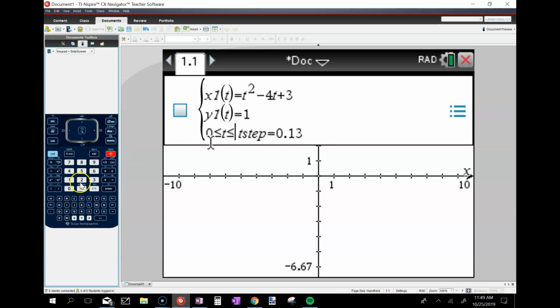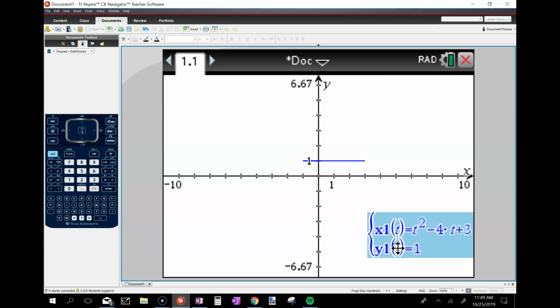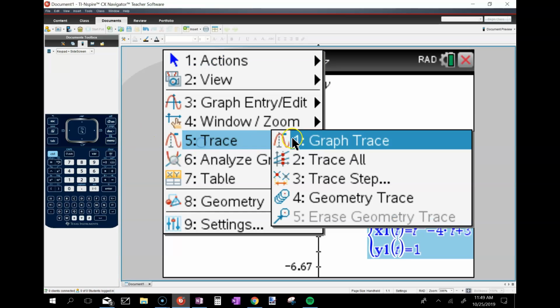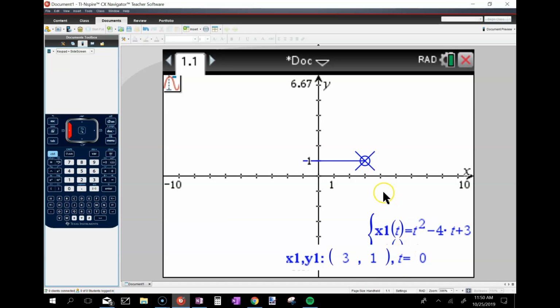And I want to do an experiment for 3 seconds, going from 0 to 3. Don't worry about what that t step means. Okay, what do you notice? I get a horizontal line, right? Okay, what I'm going to do is I'm going to trace this line. And I'm going to start at t equals 0. Okay, so here's my particle on a horizontal line, right? Where did it start? It started at a position of 3. Don't worry about this value right here, okay? This is arbitrary. The 1 is arbitrary.